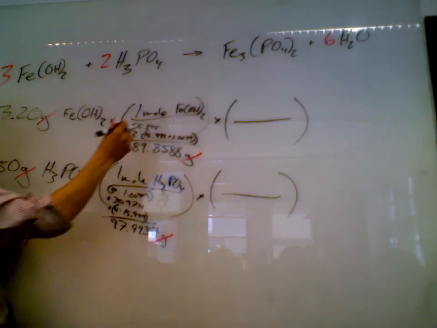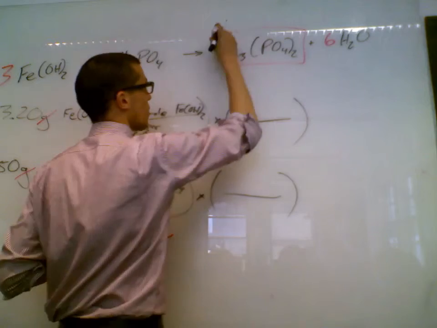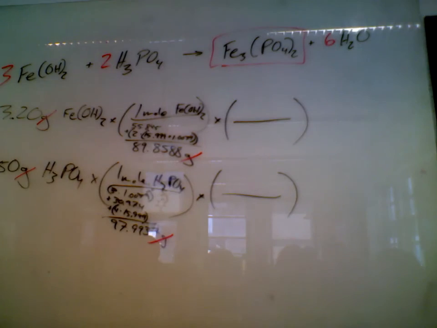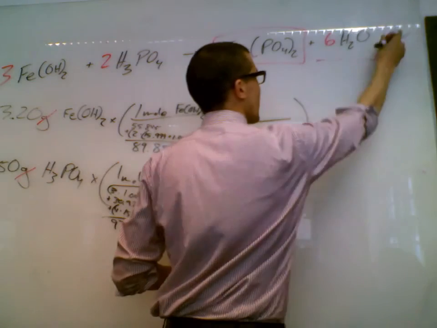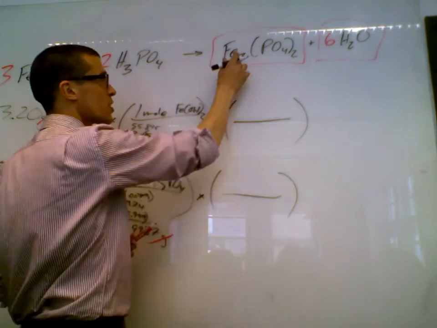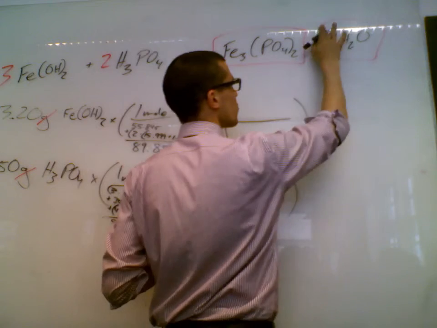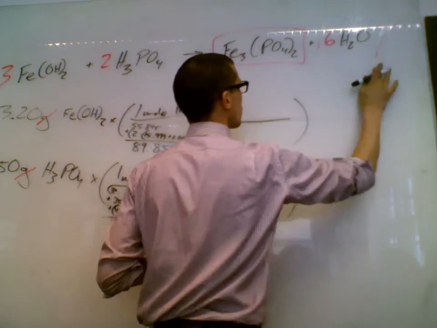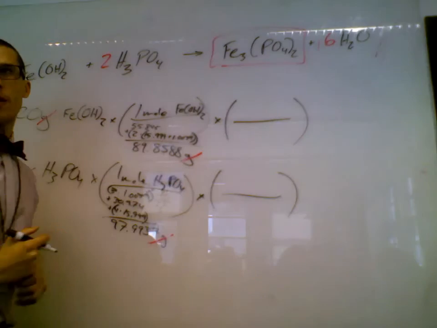So I'm going to choose this product. Now you're going to scream at me saying, Mr. Sand, you could have chosen this one too. And I'd say, yes, you would be right. You could have chosen that one. But I'm just going to choose this. I'm not going to choose the H2O. I'm just going to choose the iron phosphate to turn it into.